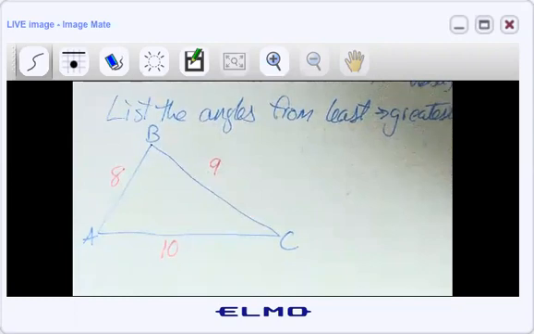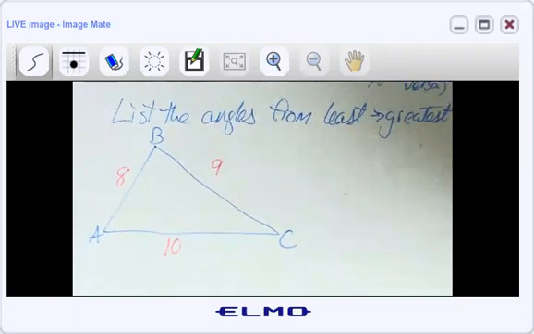All right, so watch how easy this is. If I need to list the angles from least to greatest, notice I have no idea what the measure of any of the angles are. None of them are given. However, I know immediately that the smallest angle in this triangle has got to be what? Which of the three angles, A, B, or C, is the smallest?